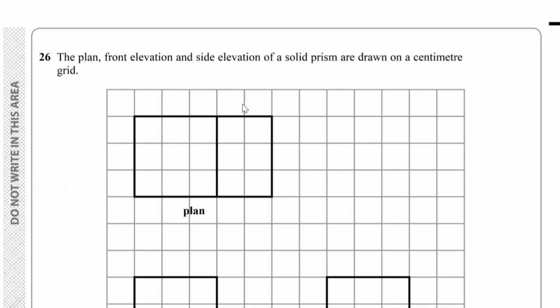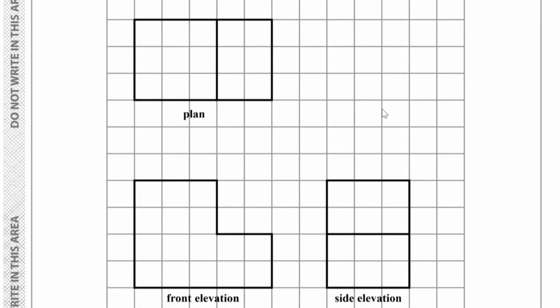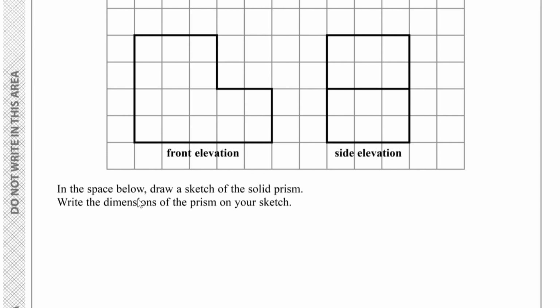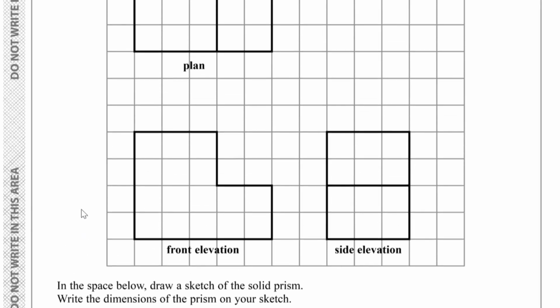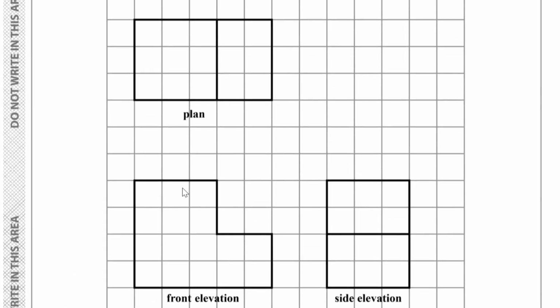Question number 26. The plan, the front elevation and the side elevation of a solid prism are drawn on a centimetre grid. That's what we see here. And in the space below we have to draw a sketch of the solid prism, writing the dimensions of this. Well, if I take a look at the plan and the front elevation, hopefully what you will notice is this side and this side will correspond to this side and this side respectively.